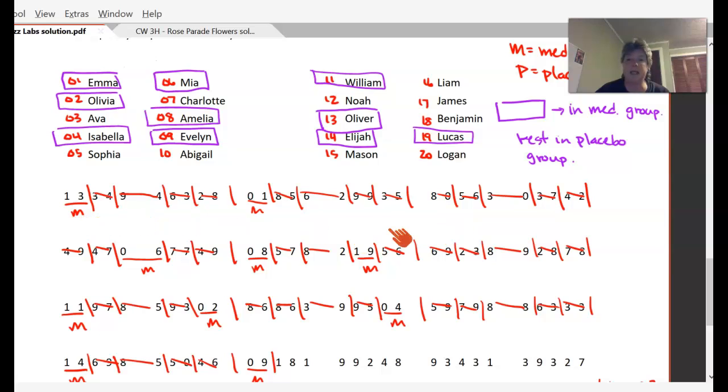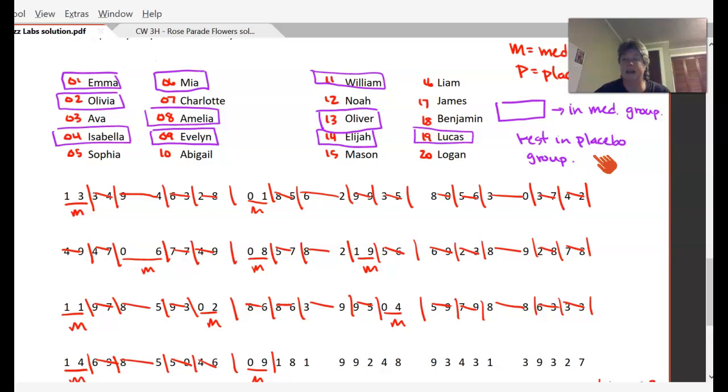So I'm just marking an M here. I wrote up here P, but really I never used P's because everyone else is going to get a placebo. So I could actually erase this part. So I'm just marking an M on here for everybody that's going to get the medication. And then rather than listing the names of people who were chosen, I just circled them here and made a note that those are going to be the ones in the medication group, and the ones without the purple box are going to go in the placebo group.